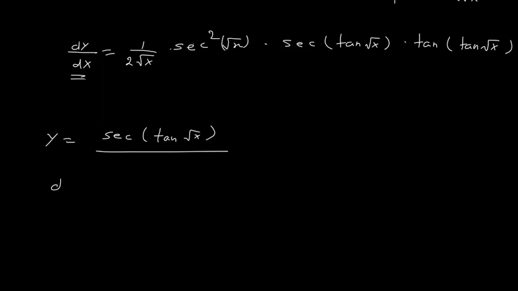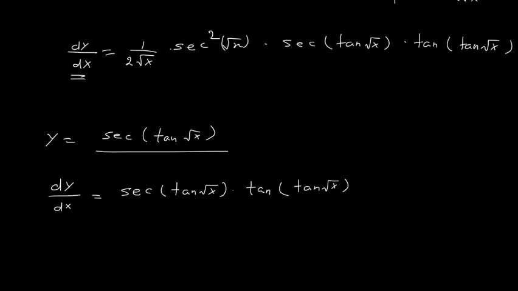Okay, now dy upon dx we have to find out. For dy upon dx, first the most outer function is your sec function. So derivative of sec is sec into tan. So here you will write sec of tan root x. You are differentiating the function. Whatever inside term, you keep that as it is. So sec of tan root x into sec into tan of tan root x.